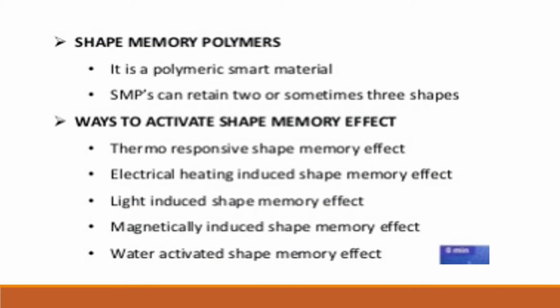So, shape memory polymers are polymeric smart materials. They are really smart. And these polymers can retain two or sometimes three shapes. The different ways to activate the shape memory effect are thermoresponsive by changing the temperature, electrical heating induced shape memory effect, light induced shape memory effect, magnetically induced shape memory effect, or even we can have water activated shape memory effects.